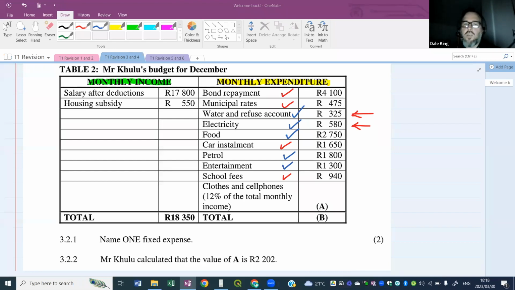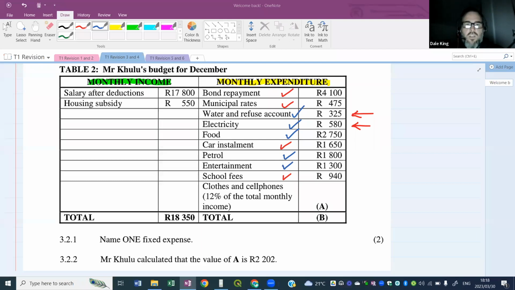This is quite tricky because usually clothes and cell phones, look, a cell phone contract will be fixed. Clothes will be variable usually. Cell phone contracts are fixed. If it's prepaid, that will be variable. Okay, fixed and variable. Good, Sonia. All right, so clothes will be variable. Cell phone contracts will be fixed, but cell phone prepaid would be variable.